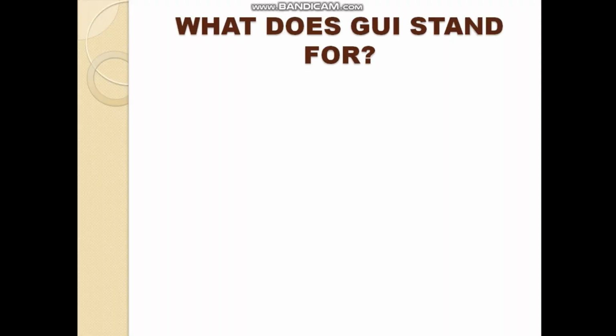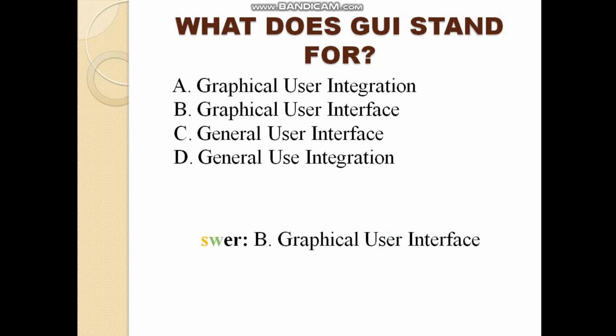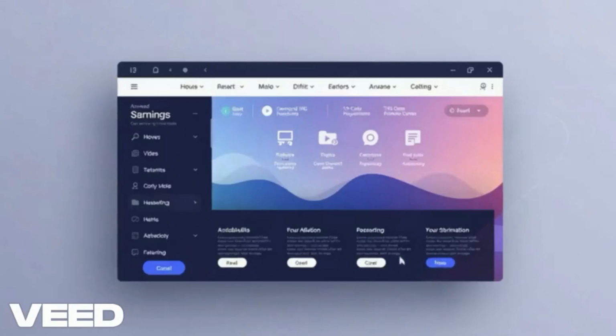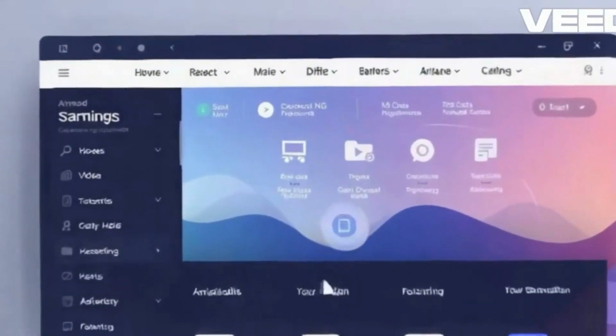What does GUI stand for? A. Graphical User Integration. B. Graphical User Interface. C. General User Interface. D. General Use Integration. Answer: B. Graphical User Interface. A GUI allows users to interact with computers through visual elements like icons and windows.